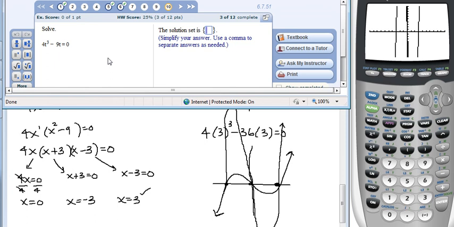Okay, so the same thing here. You're going to factor the left side. You know, you've got a common t. And then you'll have a difference of squares left over, so that one should be good.